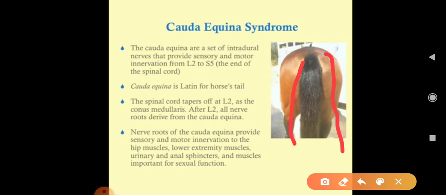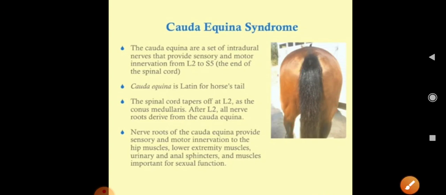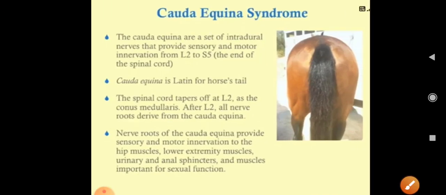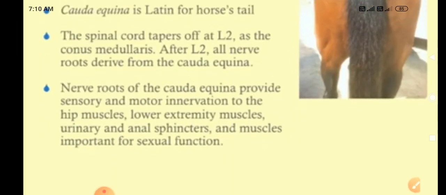Horse tail. Okay. The spinal cord tapers off at lumbar 2 as the conus medullaris. After lumbar 2, all nerve roots derive from the Cauda equina. Nerve roots of the Cauda equina provide the sensory and motor innervation to hip muscles, lower extremity muscles, urinary and anal sphincter, and muscles important for sexual function.